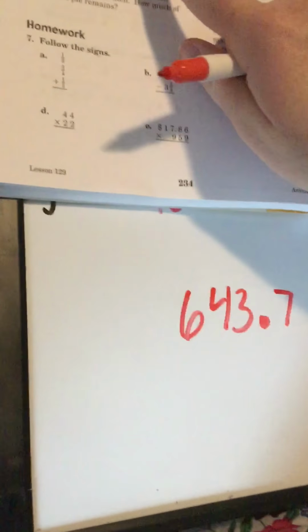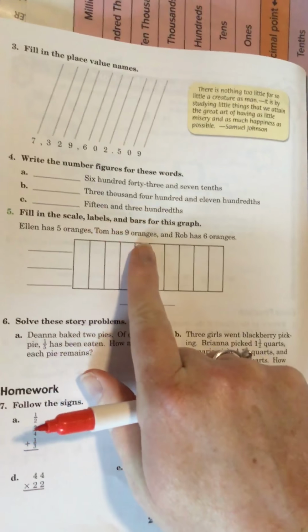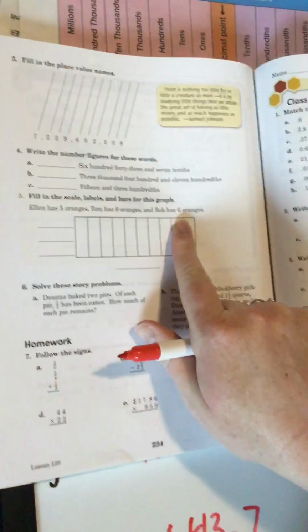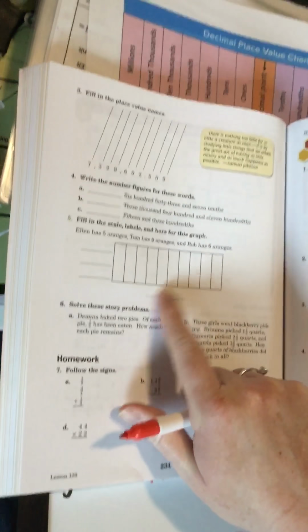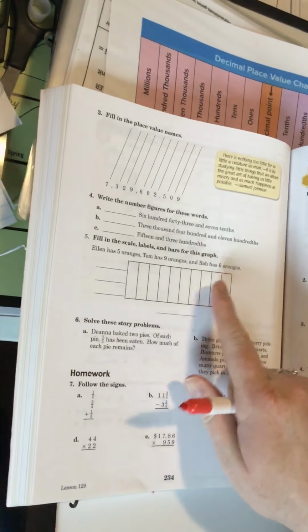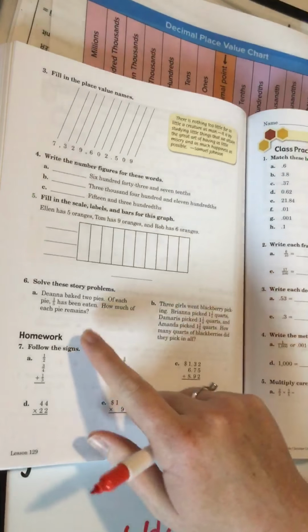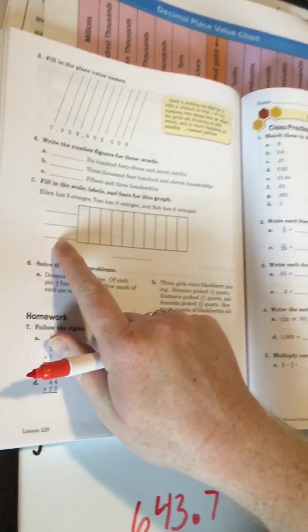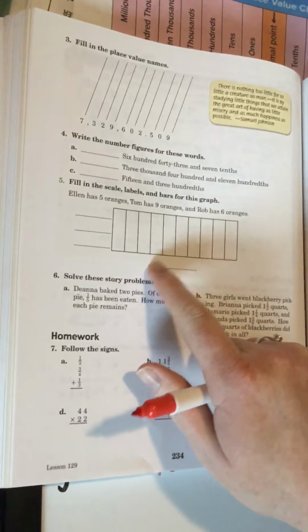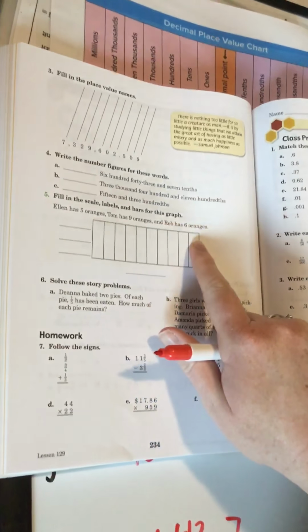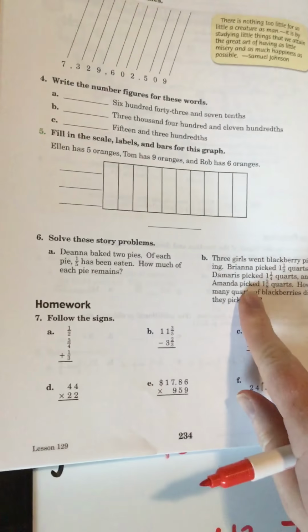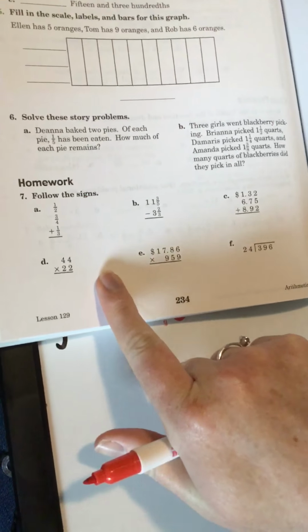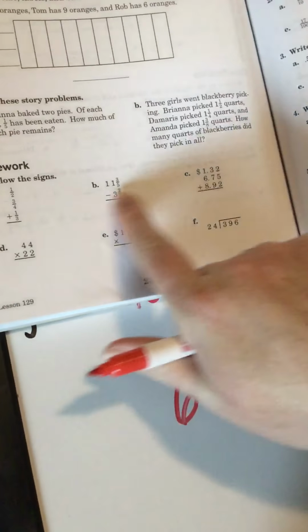Okay? So back to 5. All you're going to do is, Ellen has 5 oranges. Tom has 9 oranges. Rob has 6 oranges. Put oranges down here because we want to measure how many they have. You put the names of each person right here. You label this 1, 2, 3, 4, and so on. And then draw how many they have. Okay, then you just have normal story problems, and then your homework, which you guys already know how to do and complete.